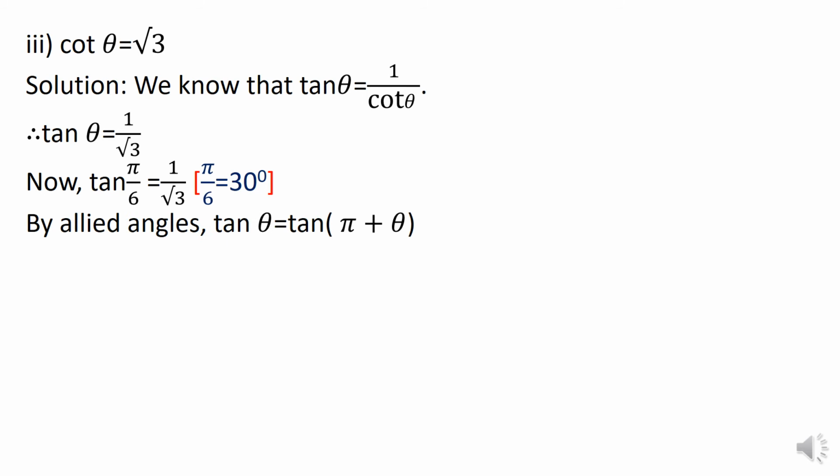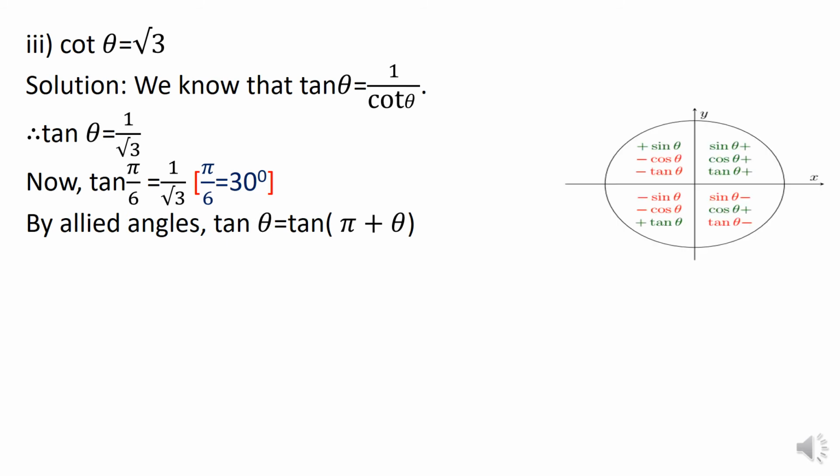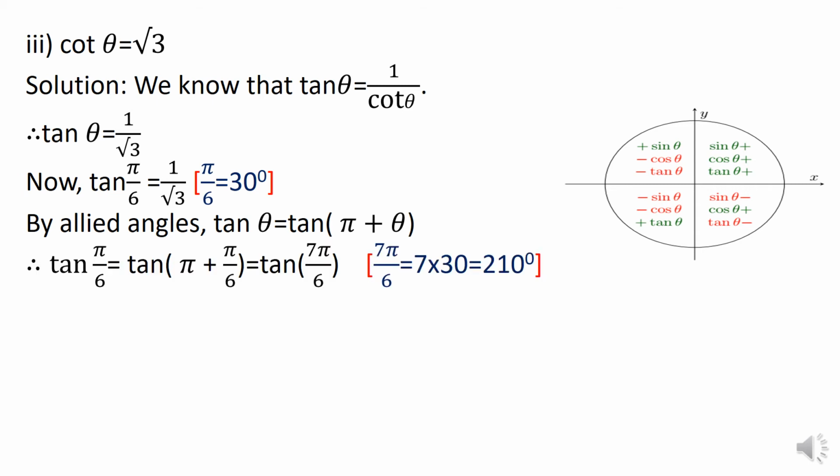By allied angles, we know that tan is positive in the third quadrant. As you can see in the figure, tan is positive in the first and third quadrant. So as a result, tan theta is equal to tan pi plus theta. I hope you are understanding that it is easier to solve the equation if you convert cot into tan actually. And then we put theta as pi by 6 as usual. So tan pi by 6 becomes equal to tan pi plus pi by 6. Solving it, it becomes tan 7 pi by 6.